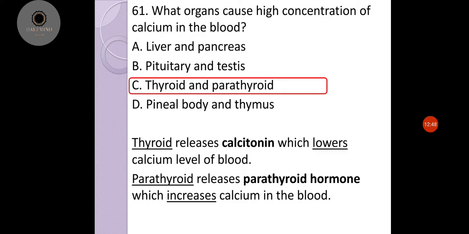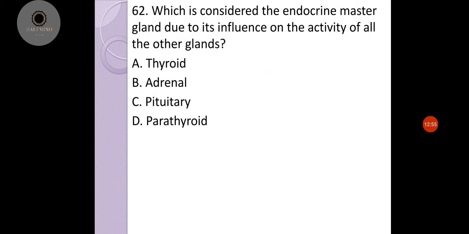Also, thyroid and parathyroid are glands. They are part of the endocrine system, which is considered the endocrine master gland due to its influence on the activity of all the other glands. So, pag alam nyo yung endocrine system, you will know that the master gland is the pituitary gland. It is located just below our brain. Okay?